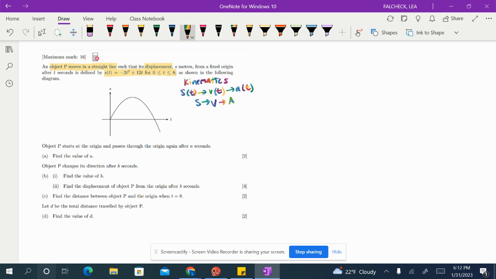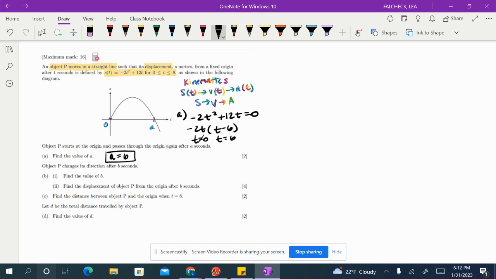The problem says that object P starts at the origin, this is the origin, and passes through the origin again after A seconds. So what are we talking about here? We're talking about the x-intercepts of the position function, or t-intercepts in this case. We're trying to find the value of A, the second x-intercept. So we've got negative 2t squared plus 12t equals 0. Factor it. Now t equals 0 is the origin. We already used that, so we're going to use t equals 6 for A.